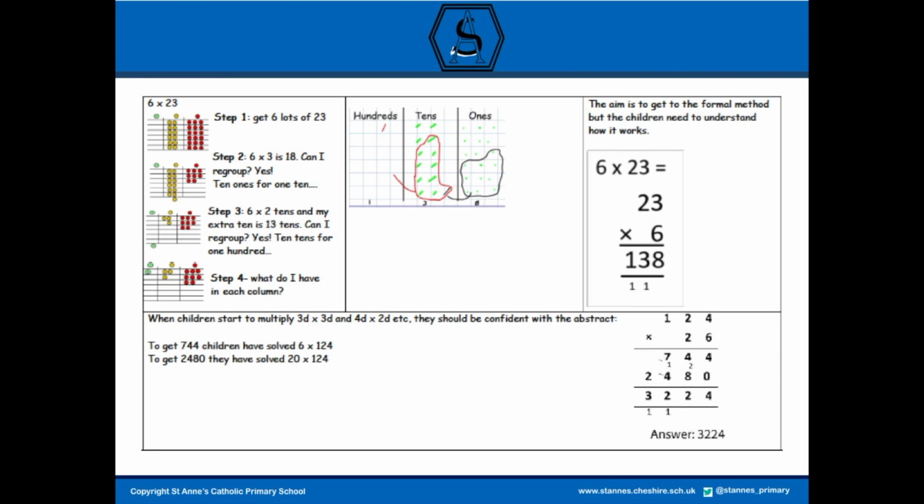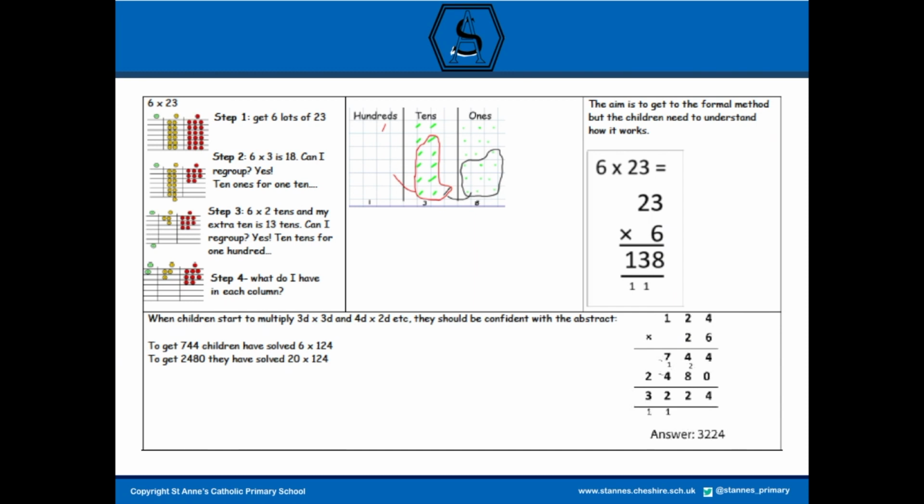Then you do the 10s, 6 lots of 2 tens, and the extra 10 is 13 tens, which can be regrouped, because it's too many tens, into 100. So that leaves 100 in the hundreds column. And then all we need to do is add up how many in the hundreds, tens and ones. You can see that drawn pictorially, and how the children here have drawn a circle around the number that's being regrouped and added into the tens column or into the hundreds column.